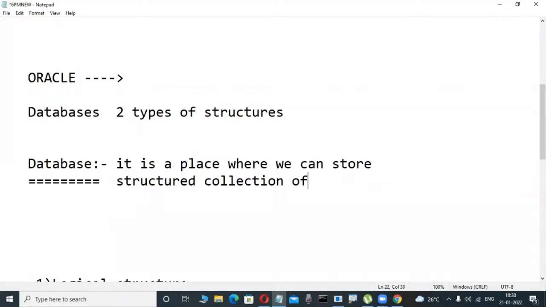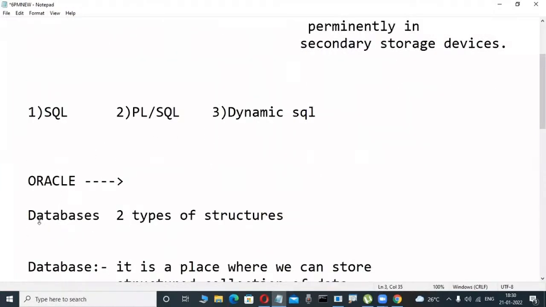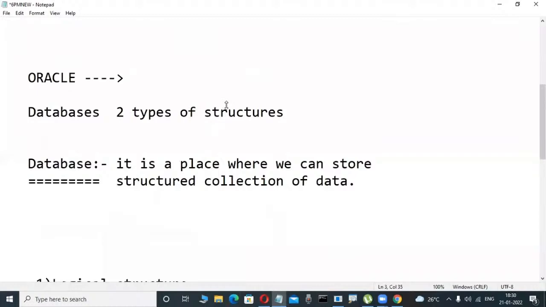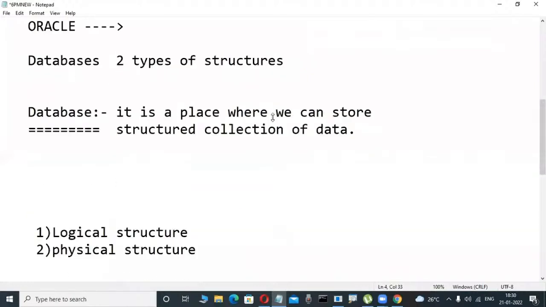What is data? What is information? What is DBMS? That is later. Okay, structured collection of data. Observe here. Whenever we install this type of Oracle or relational database software, what is the database actually? It is a place. Whenever we install this software, some place is automatically reserved on the hard disk. In that place only we can store a structured collection of data.